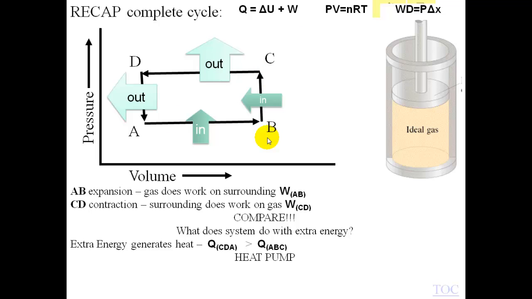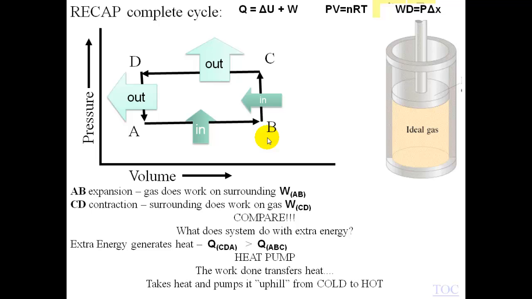So we have basically a heat pump. We're using this system, we're doing work to this system to basically get heat to go from one place to another. So by doing work, we can get heat to go from, for example, a cold place to a hotter place. That doesn't usually happen. So the work done can transfer heat. So it basically takes heat and pumps it uphill.